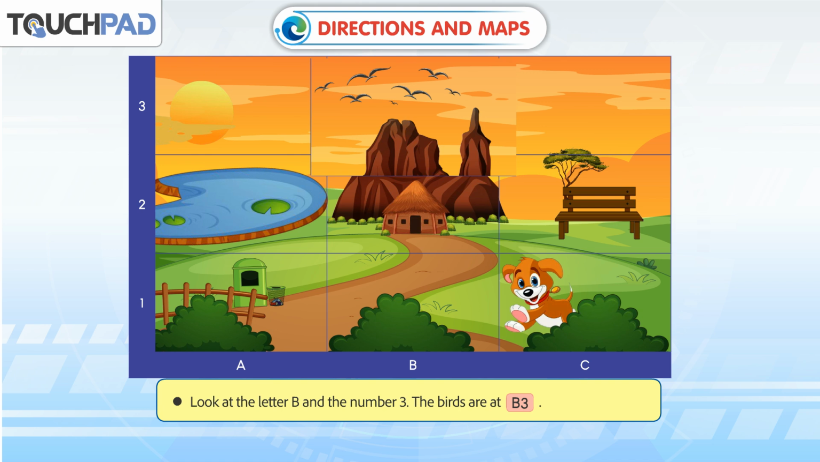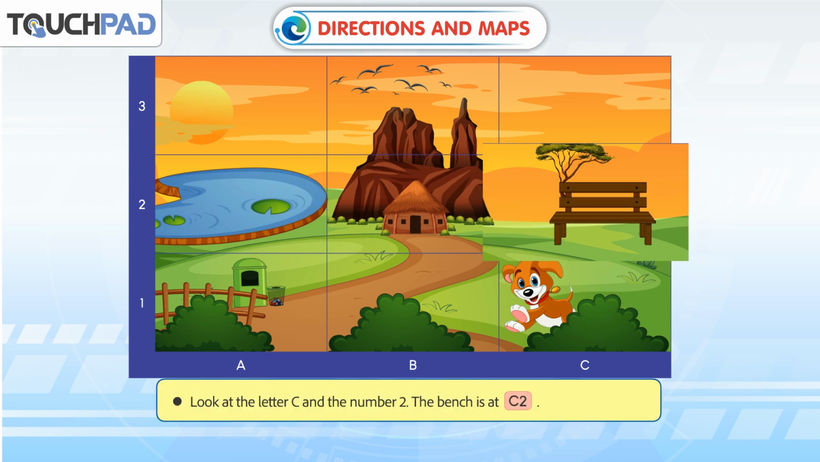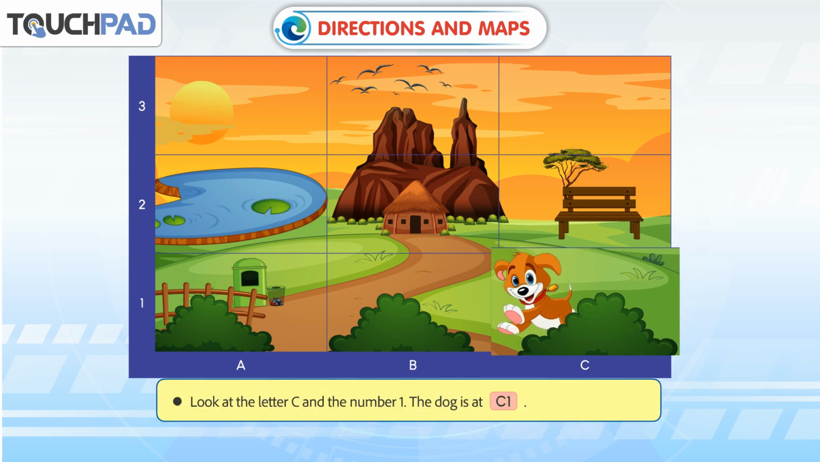Look at the letter B and the number 3. The birds are at B3. Look at the letter B and the number 2. The hut is at B2. Look at the letter C and the number 2. The bench is at C2. Look at the letter C and the number 1. The dog is at C1.